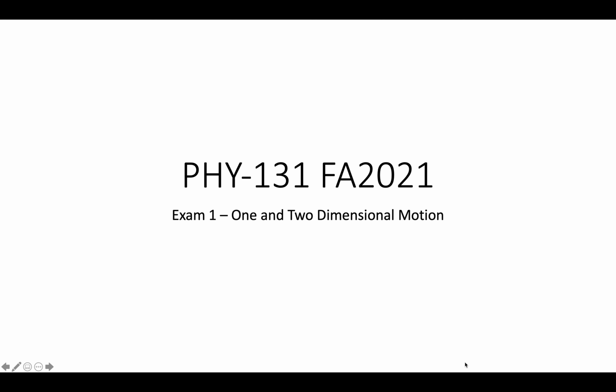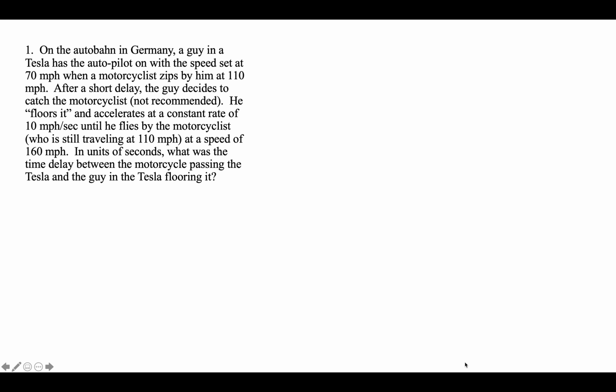This is a walkthrough of Exam 1 on 1 and 2-dimensional motion in Physics 131 for the fall 2021 semester. On the Autobahn, a guy in a Tesla has the autopilot set at 70 miles an hour. A motorcycle zips by at 110 miles an hour, constant speed. After a short delay, the guy in the Tesla decides to catch the motorcycle.